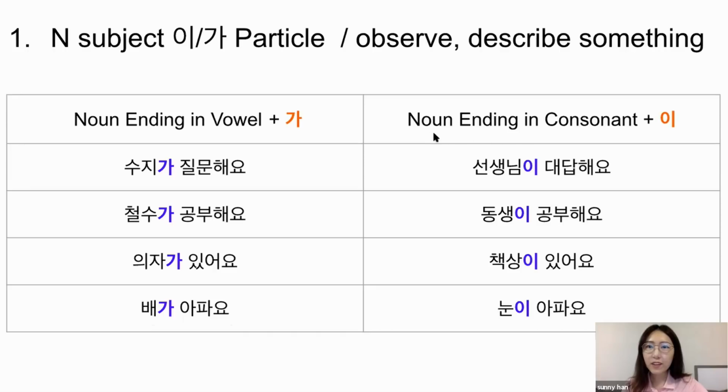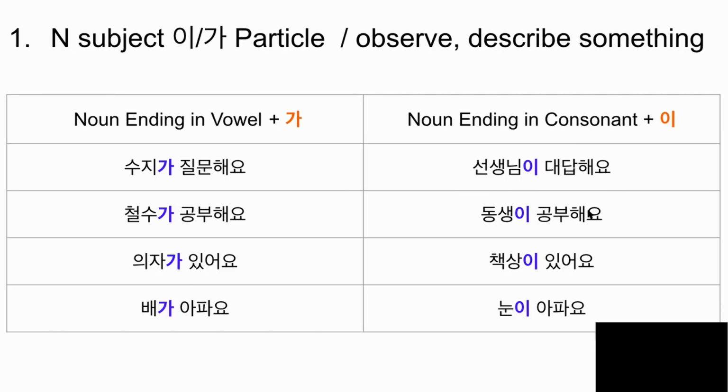And if there is a consonant on the bottom, a noun ending, we add 이. So 선생님 is teacher. 대답하다 is answer. So teacher answers. 선생님이 대답해요. 선생님이 대답해요.